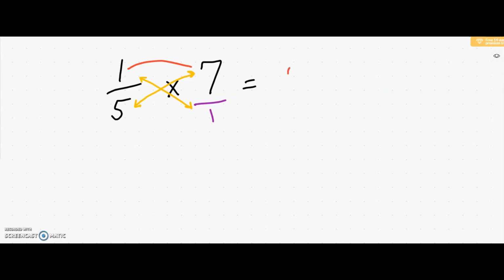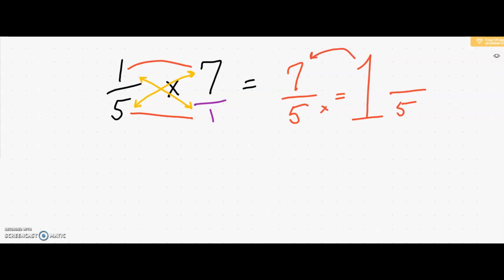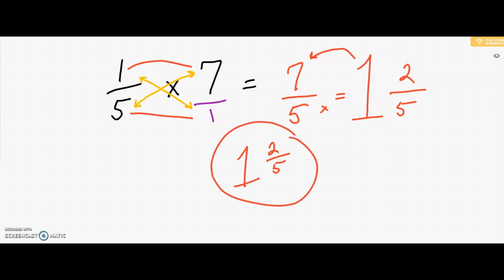1 times 7 is 7. 5 times 1 is 5. Okay, it's improper. Let's make it mixed. 5 times 1 is going to give me 5. And we have to get to 7. How much left over? 2. Our final answer is 1 2/5.